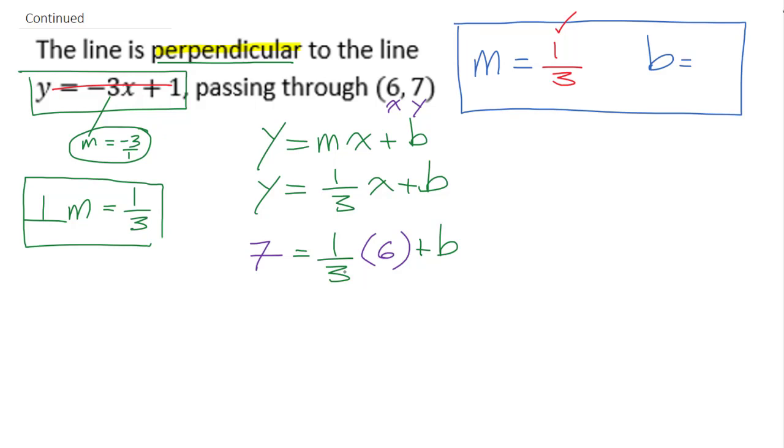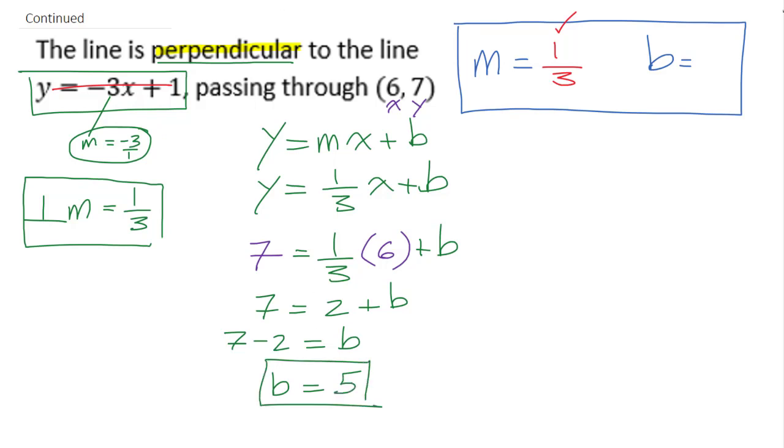All right, so 1/3 times 6. Well, that's 6 over 3, and 6 divided by 3 is 2. And then we're going to subtract 2 from 7. 7 minus 2, we're going to get b equals 5. I'm just going to flip this around. There you go, b equals 5. All right, so we got our b.